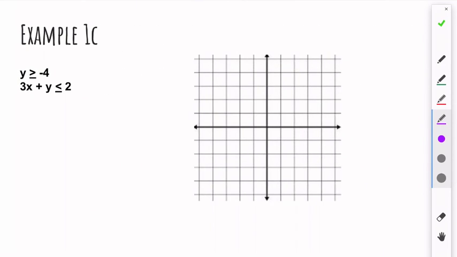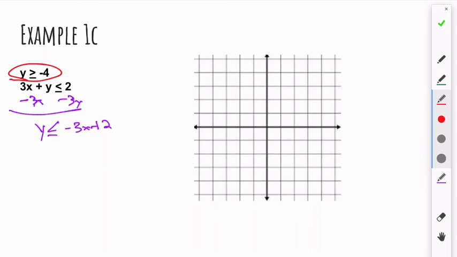Continuing on, example 1C. Notice my first one is already done for me. My second one, I have to solve. I'm going to subtract 3x from both sides, so y is going to be less than or equal to negative 3x plus 2. Now, let's go ahead and graph these.